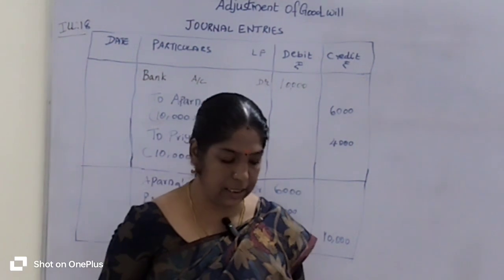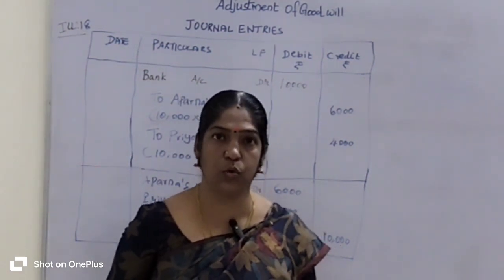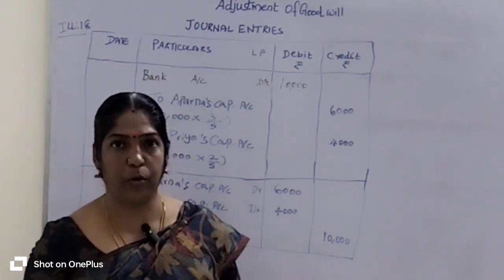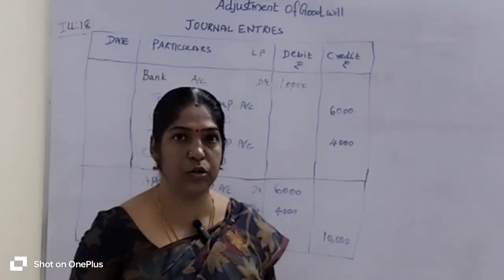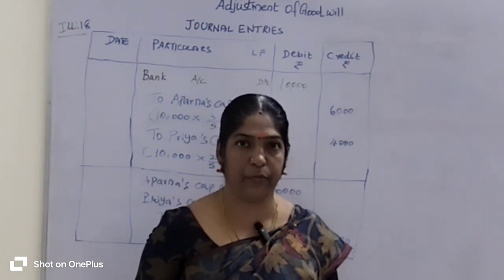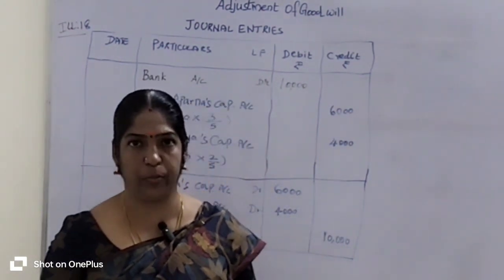What does it tell us? Let's understand the question. Aparna and Priya are old partners whose old profit sharing ratio is 3:2. Brinda is a new partner who joined the firm, whose profit sharing ratio is 1/5. Brinda brings cash for her share of goodwill of 10,000 rupees.